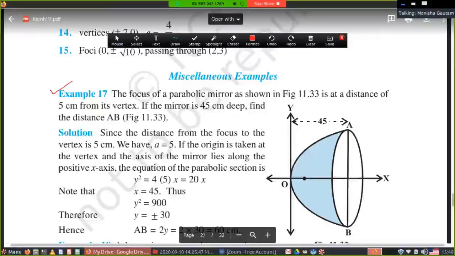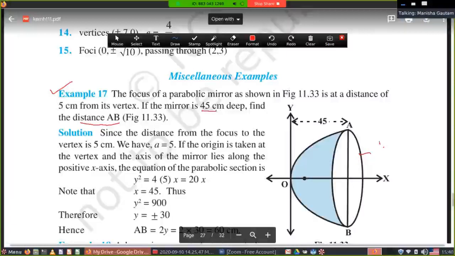The focus of a parabolic mirror, as shown in the figure here, is at a distance of 5 centimeter from its vertex. If the mirror is 45 centimeter deep, find the distance AB. Now here, we are talking about a parabola symmetrical about the x-axis. As you can see here, this is a parabola symmetrical about the x-axis.